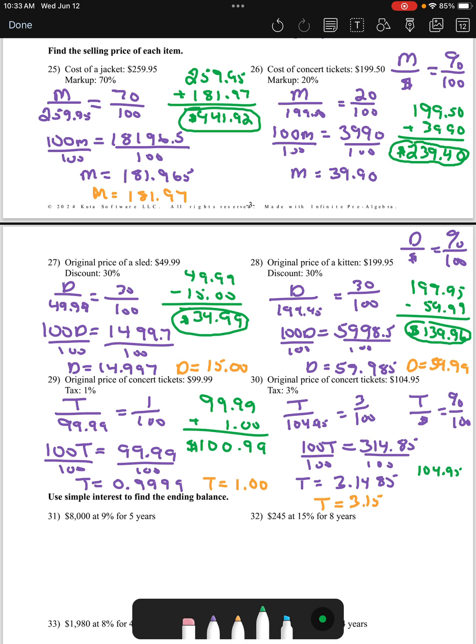So that means we finish off by taking the concert ticket price of $104.95, adding our tax of $3.15. We get 108.1. We have to put on our extra zero to have our final answer of $108.10.